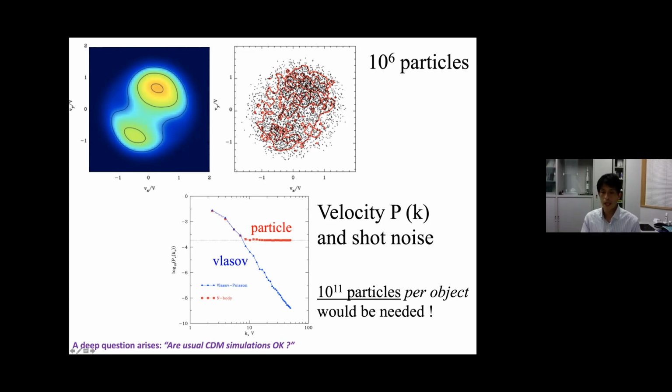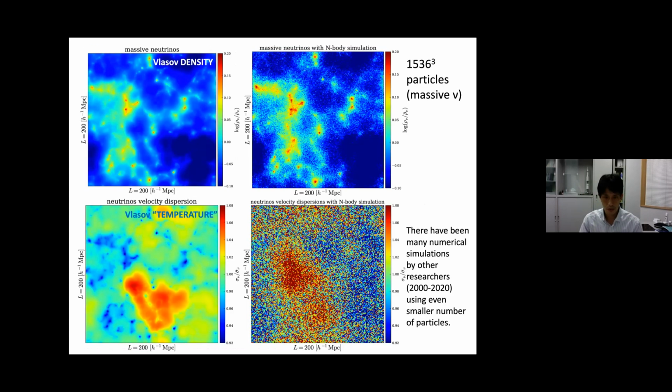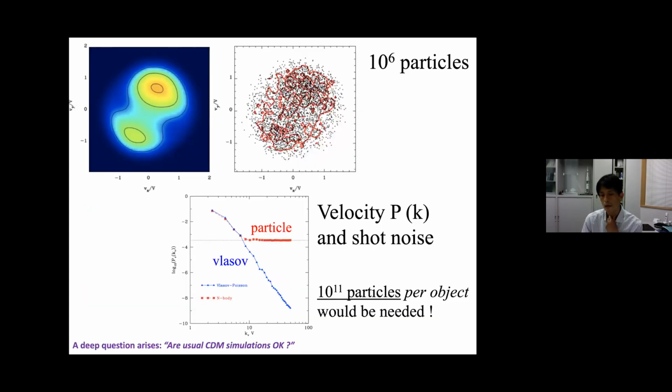So essentially, from this comparison, I can conclude that to see this smooth velocity power spectrum, velocity structure, we need about 10 to the power 11 particles per object. This is outrageous. Curious, at least in the momentum space or velocity space, we have been dealing with this poor resolution. But so far, at least, we were not really aware of any bad aspect of this.